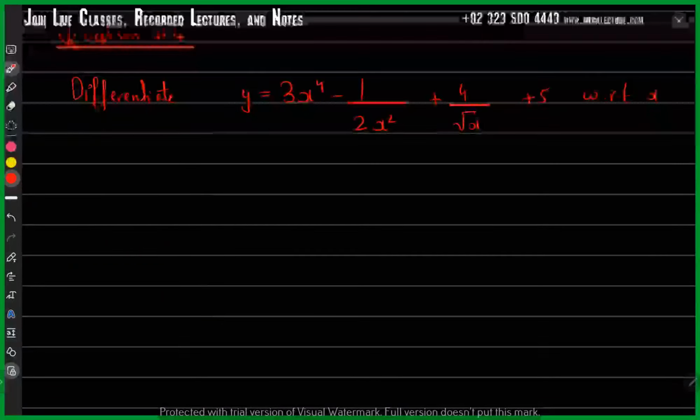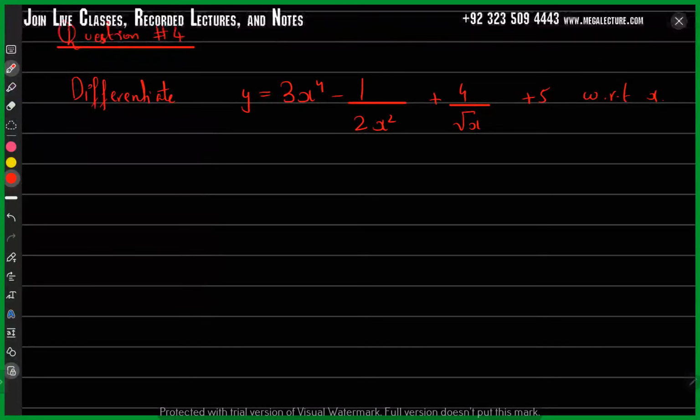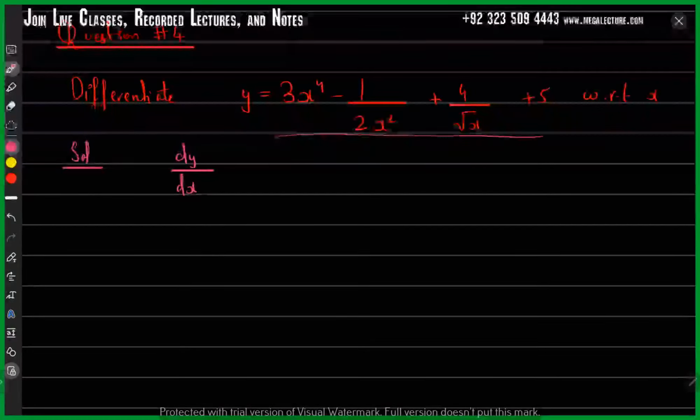Okay. So this is the fourth question, and again you need to differentiate this thing with respect to x. Now, let's talk about the solution. First of all, let's talk about the notation. Now we know that it's y equals something, so I'll write it as dy by dx. That basically means differentiation of y with respect to x. And what is y? This entire thing is my y.